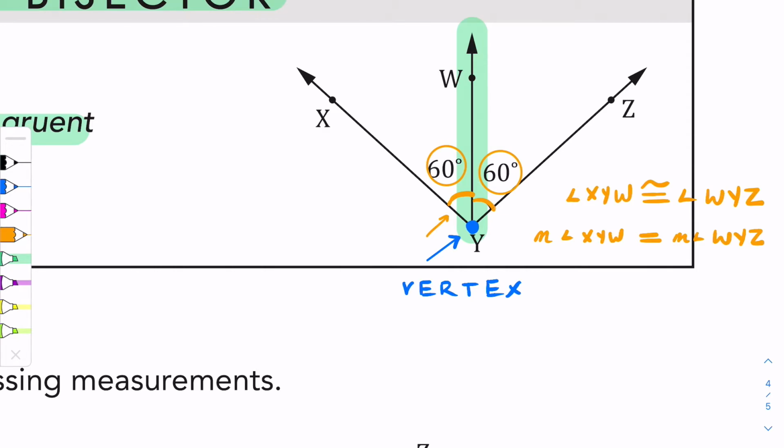So if you were talking about just congruence, you would write this. But if you were talking about the actual angle measure, you would write that. Like actual angle measure as in 60 degrees. So a specific angle measure.